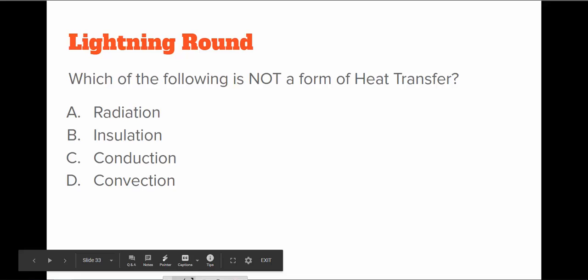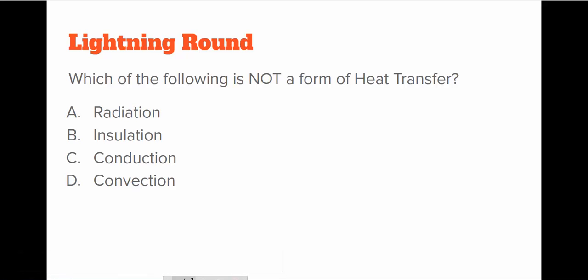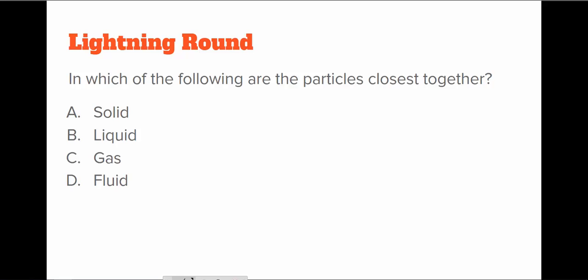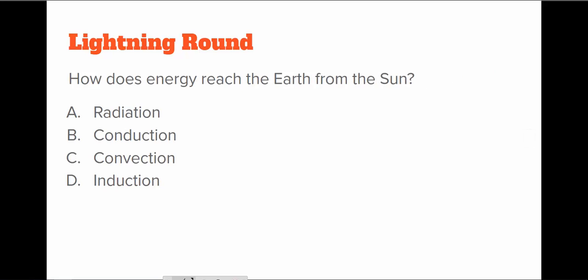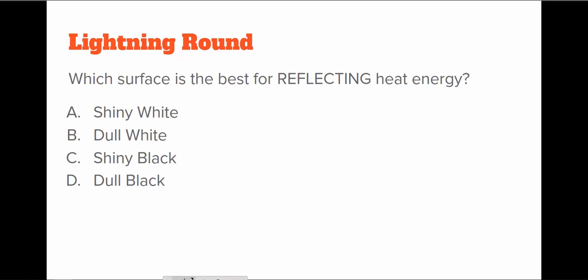Okay. So which of these is not a form of heat transfer? Radiation, insulation, conduction, or convection? Which of the following are particles closest together? So we're talking about those molecules moving: solid, liquid, gas, fluid. Solid. Easy. How does energy reach the Earth from the sun? All right. The last one's radiation. This one says, which surface is best at reflecting heat energy? Shiny white, yes. Good. Which is best for absorbing heat radiation?